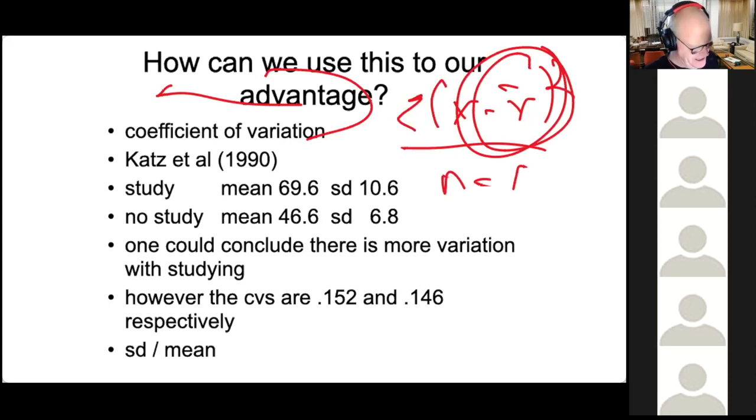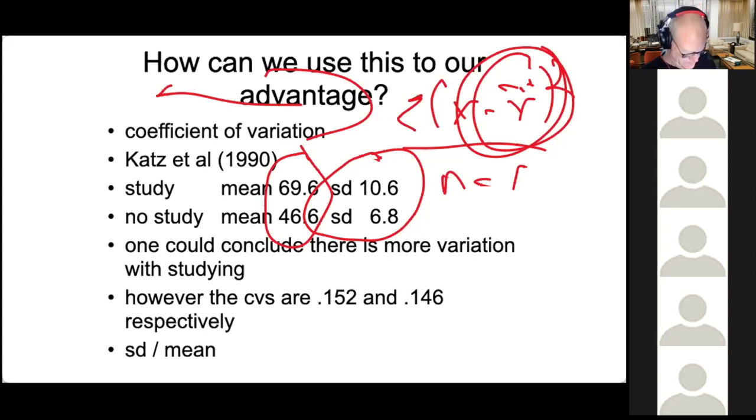So the only reason here that we have this weird result where the standard deviation is 10.6 for one and 6.8 for the other is basically simply because we have different means. We have a much bigger mean in the study group than we do in the no study group. Does that make sense? Everybody okay? Any questions I can answer about that?